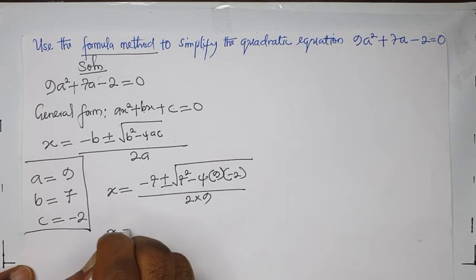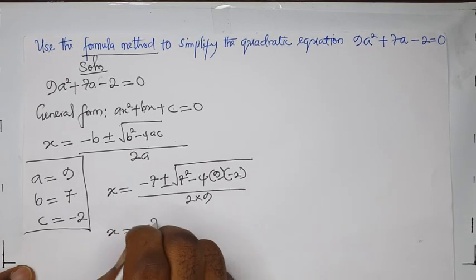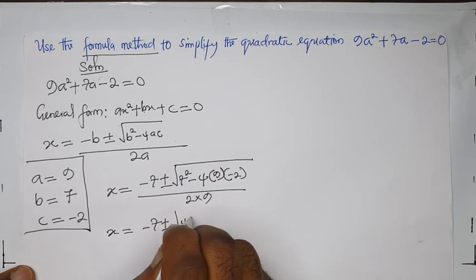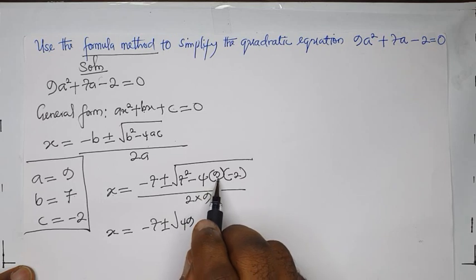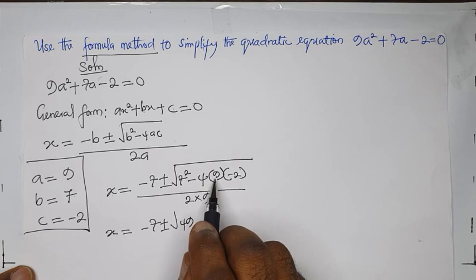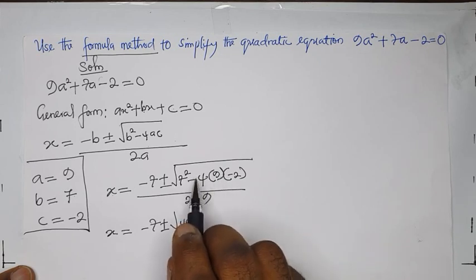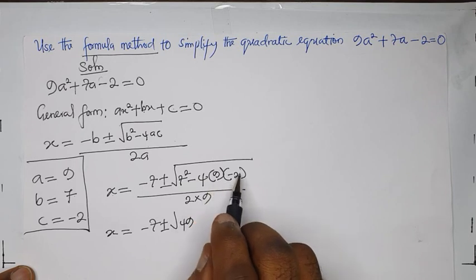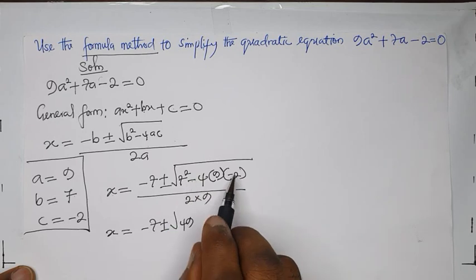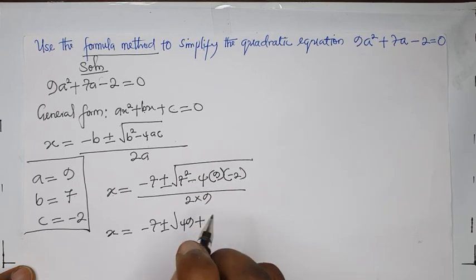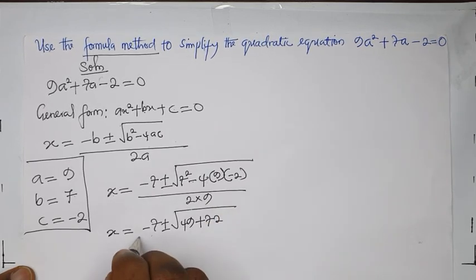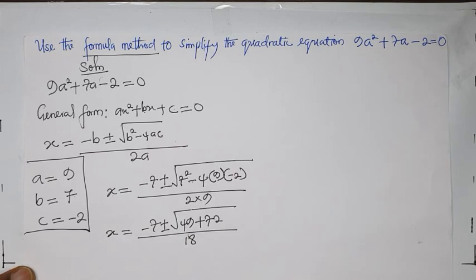So bringing it down, x is equal to -7 plus or minus the square root of 7 squared is 49. 4 multiplies 9 to give us how many? 4 multiplies 9 to give us 36. 36 multiplies 2 to give us 72. But this is negative and this is negative. Negative multiplies negative gives us a positive. So this is positive 72. That's what we have. All over 2 times 9 is 18.